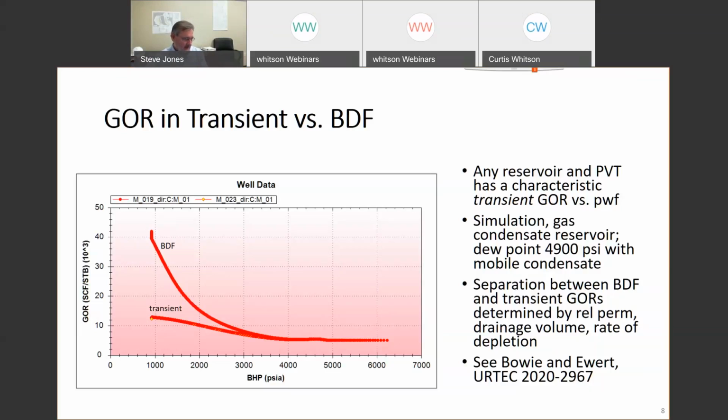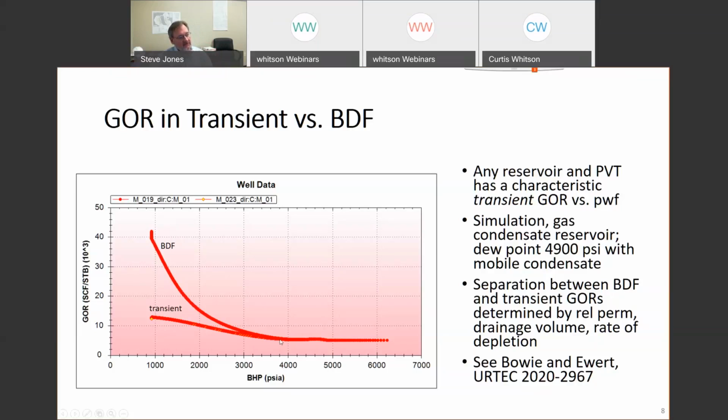And what I want to call your attention to is that the GOR is constant with bottom hole flowing pressure until you get down to the dew point. And then as condensate begins to drop out, you're going to leave some condensate in the reservoir, so the GOR goes up, or the oil gas ratio, the condensate yield, goes down. I'm showing it here as GOR.